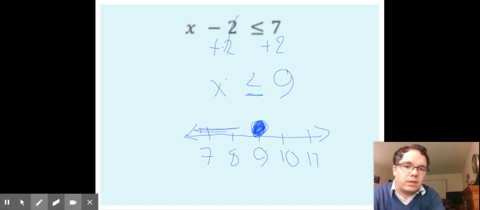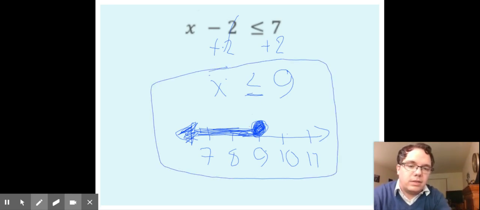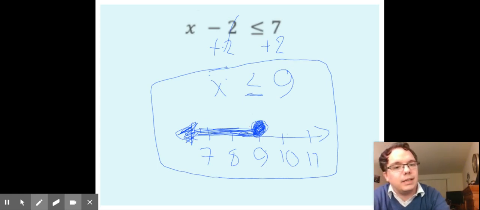So it looks like our answers are going to the left. Let's just double check. Is 10 less than or equal to 9? No, it is not. It is bigger, not smaller. So here is our answer. The values that make this inequality true are any number less than or equal to 9. And on a number line, that is represented by all the numbers smaller than 9 and 9 itself.